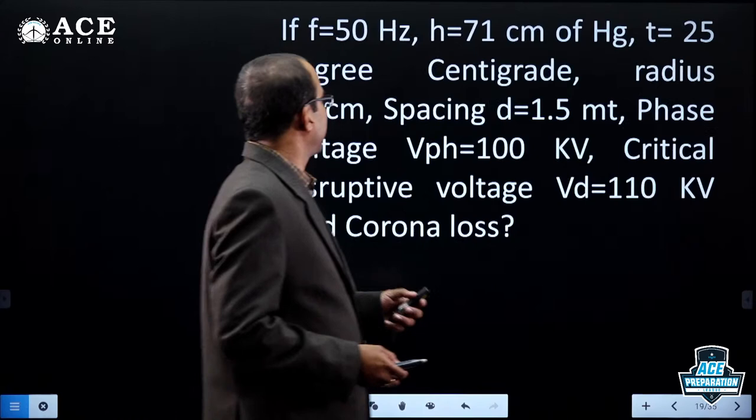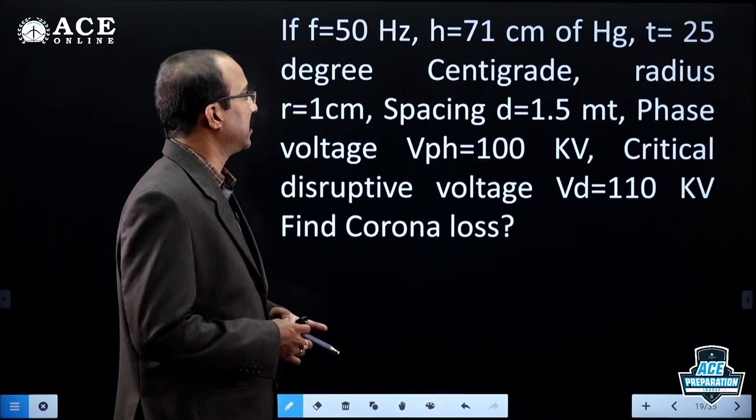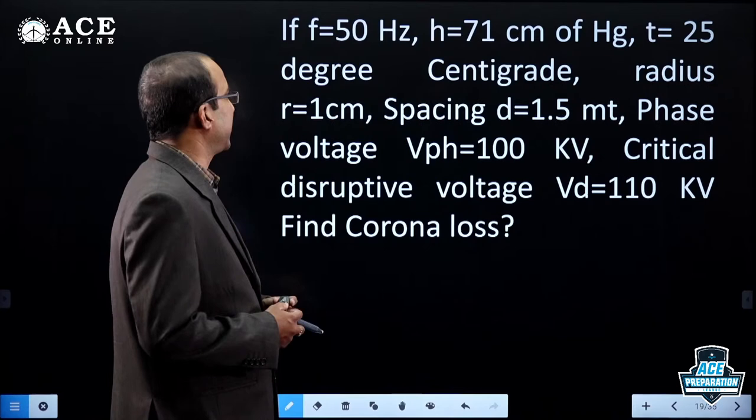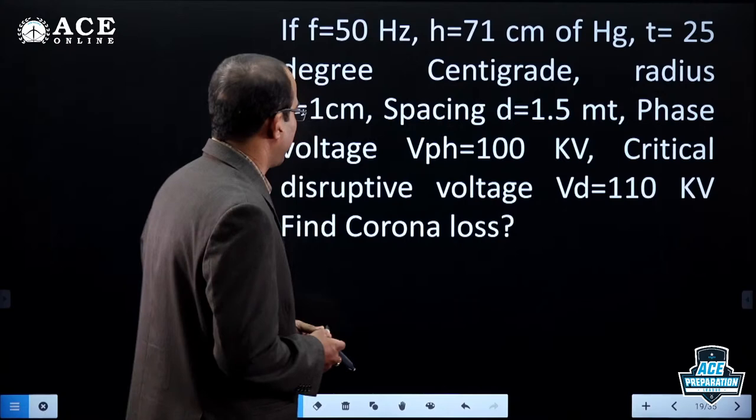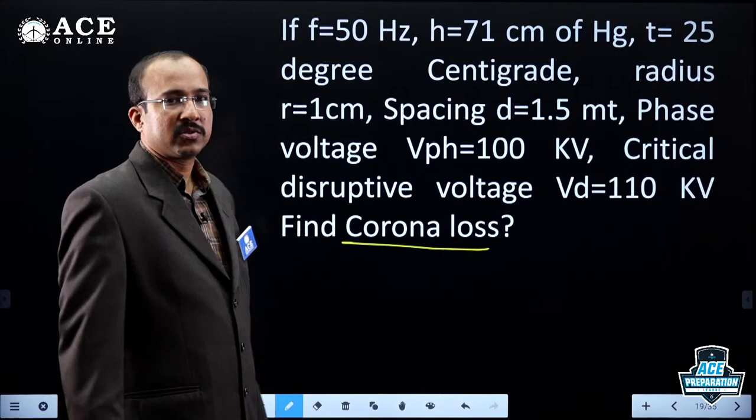So if you observe this question, the frequency is 50 hertz, pressure is 71 centimeter of Hg, temperature is 25 degrees centigrade, radius is 1 centimeter, spacing is 1.5 meter, the phase voltage at which it is operating is 100 kV, and the critical disruptive voltage is 110 kV. What is the corona loss? So, can you use this expression for calculating the corona loss?